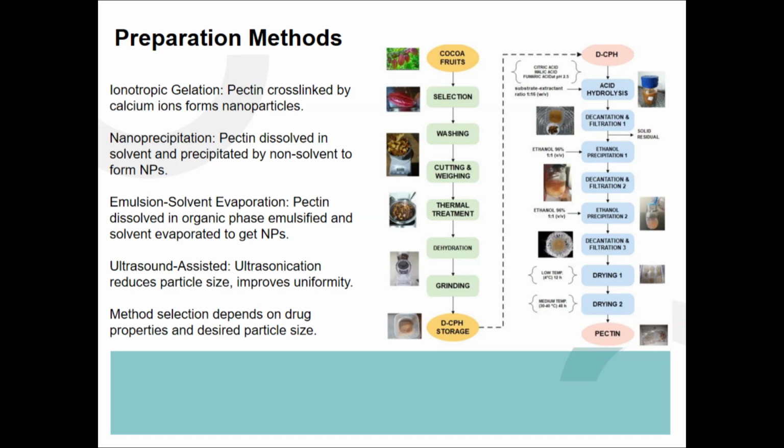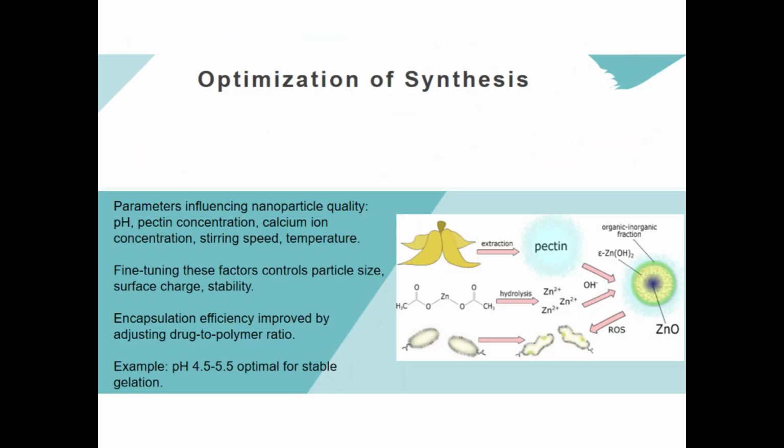Emulsion solvent evaporation is yet another method, where pectin is first emulsified in an organic phase, and as the solvent evaporates, particles are formed. Additionally, ultrasonication can be employed to reduce particle size and improve uniformity by breaking down larger aggregates through acoustic cavitation. Each method has its own advantages and limitations, and the choice depends on several factors, including the nature of the drug being encapsulated, desired release kinetics, and production scalability.